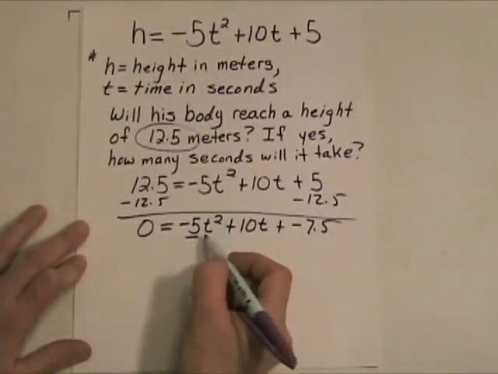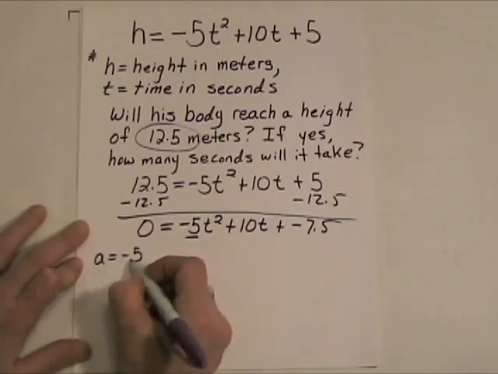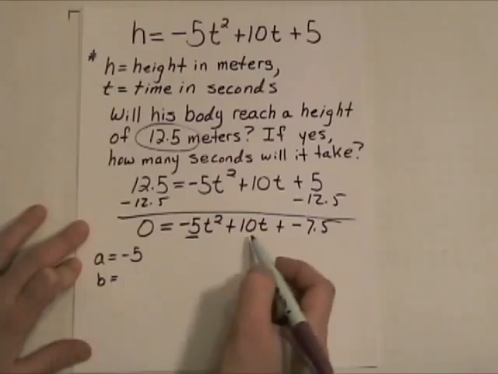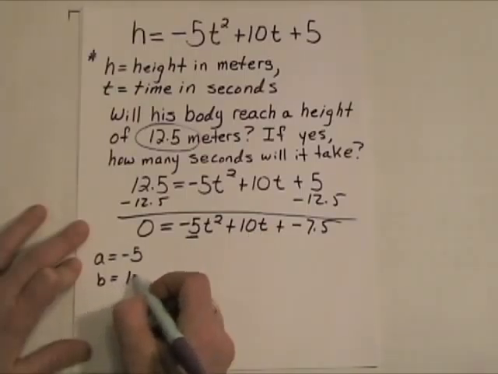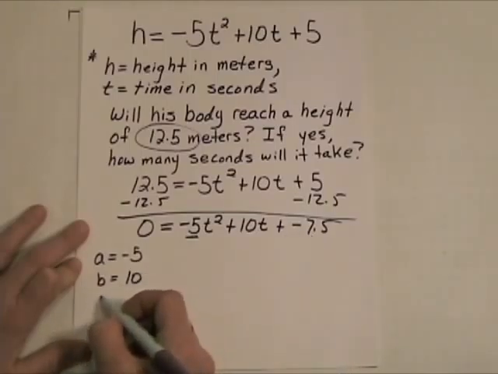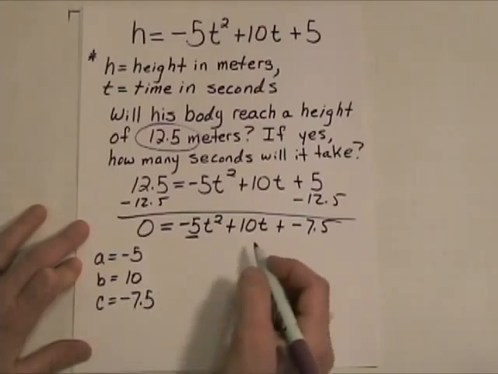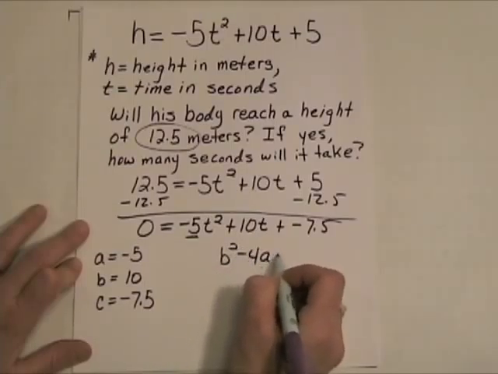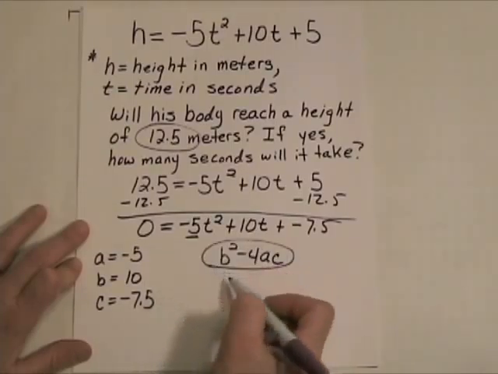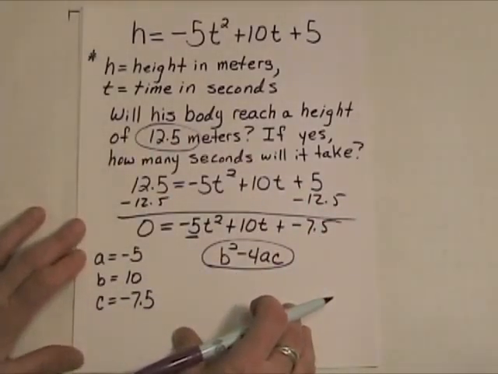The a is the number in front of the squared term, so the a is -5. The b is always the number in front of the plain variable, so that's going to be 10. And the c is always the number sitting over here all by itself, the constant term, which is -7.5. Now the discriminant is just b squared minus 4ac. That's all we really need to look at. We don't have to take a look at the entire formula.